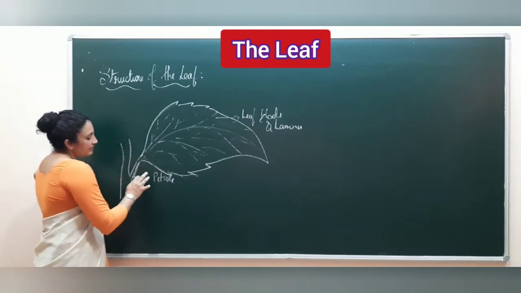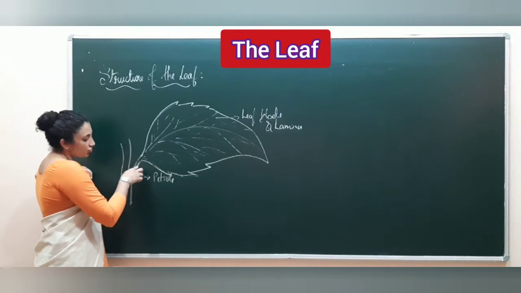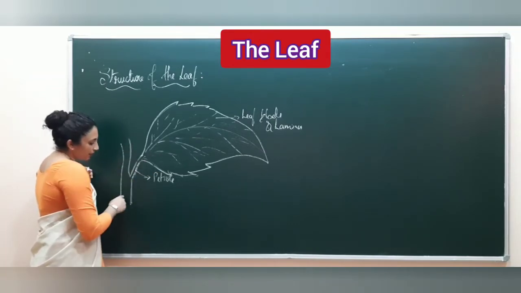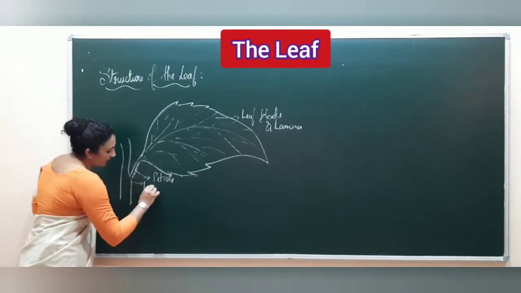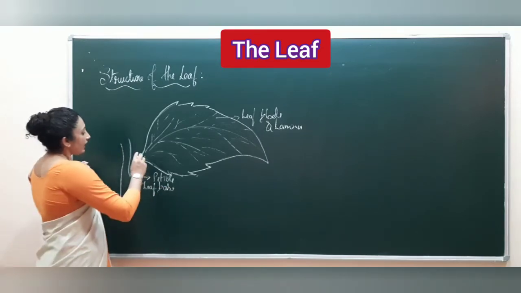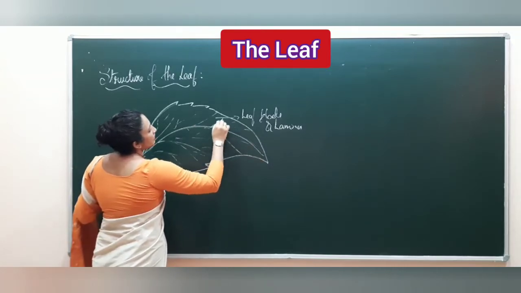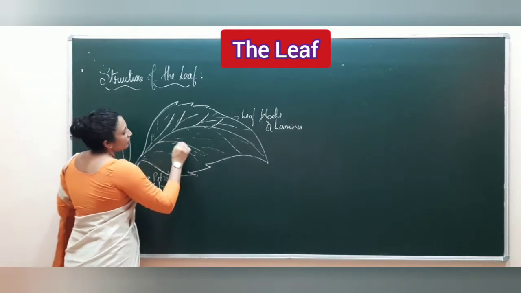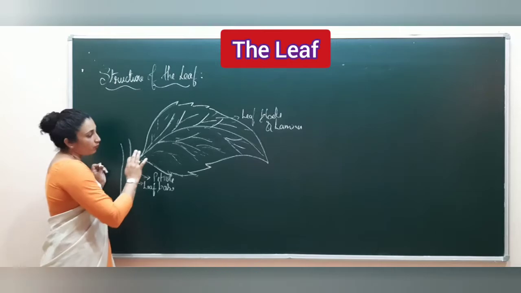Petiole we call it, and this stalk part of the leaf helps the leaf to attach to the stem, and the point at which the leaf attaches to the stem is known as leaf base. Leaf base. Now from the petiole you can see a network of structures, the veins, running throughout the leaf, and this structure of the leaf is very important.